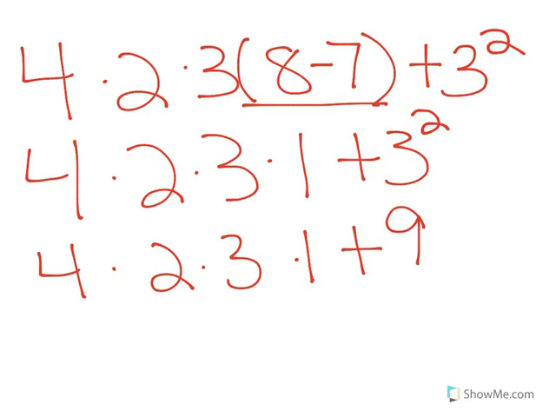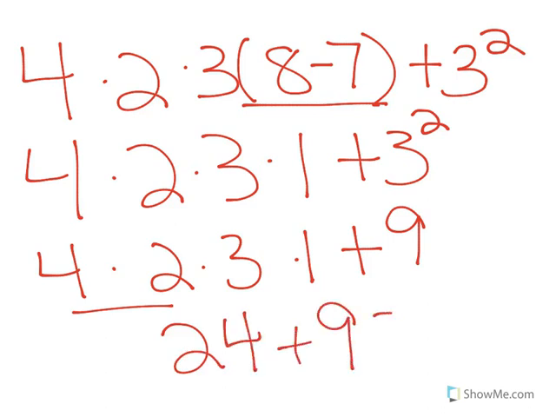Then multiplication and division. 4 times 2 is 8, and 8 times 3 is 24, times 1 gives me 24, plus 9 gives me 33.